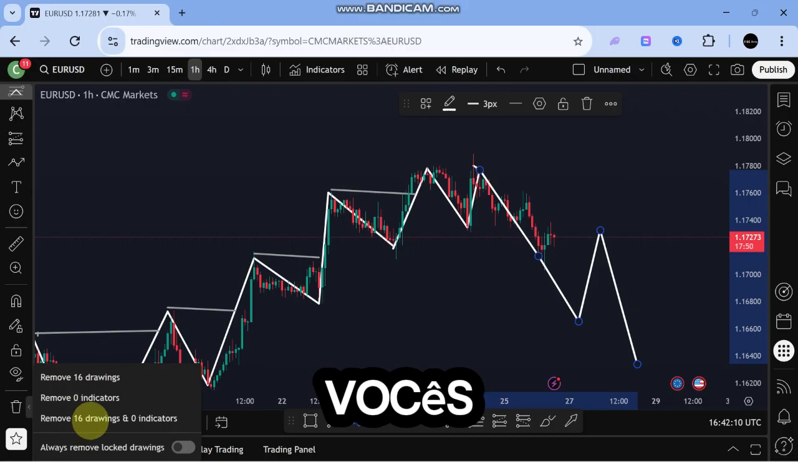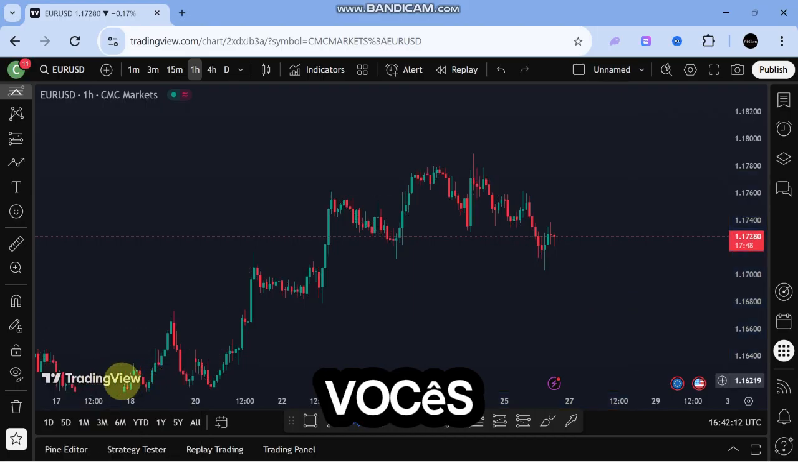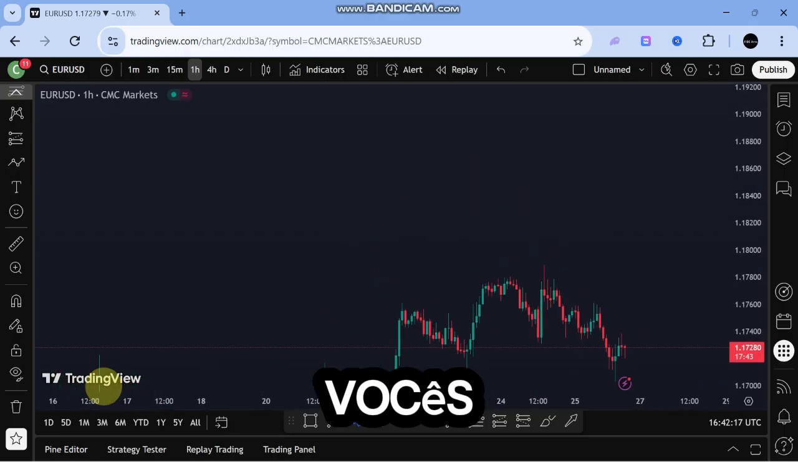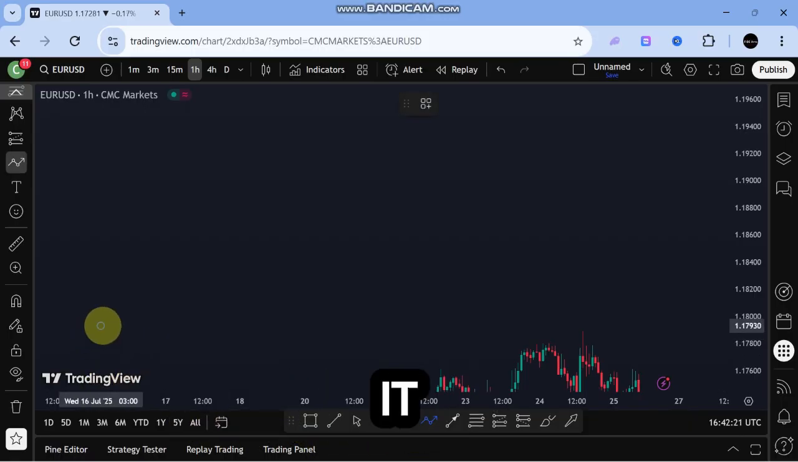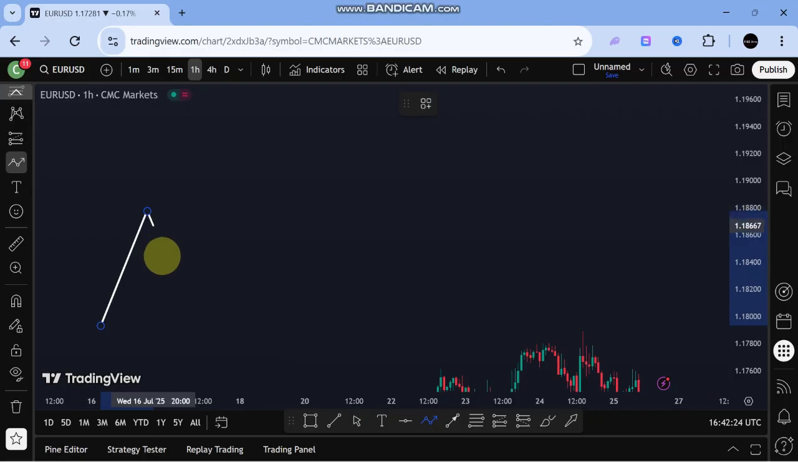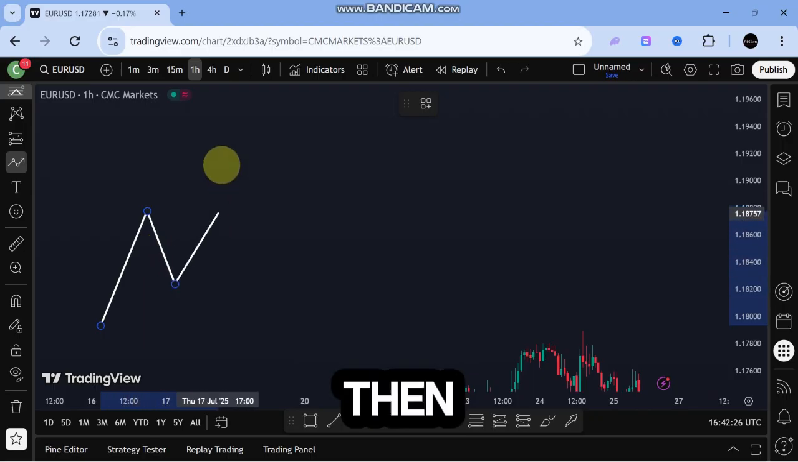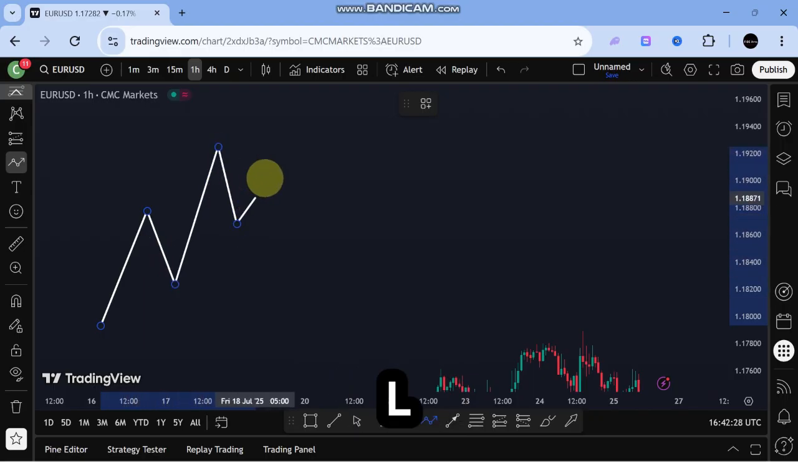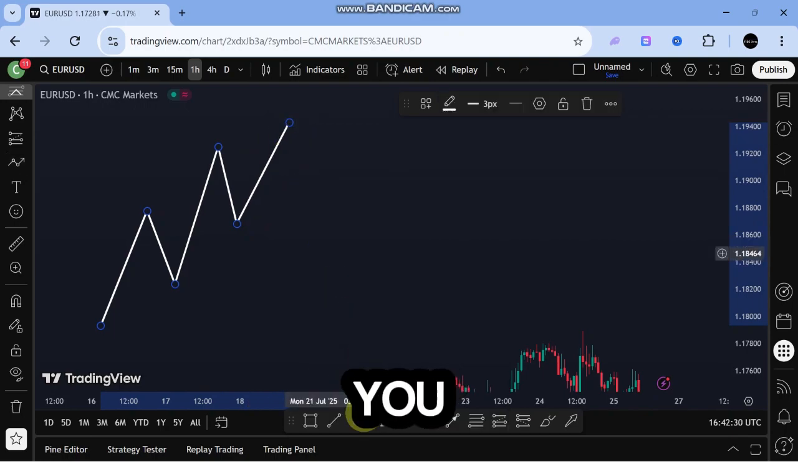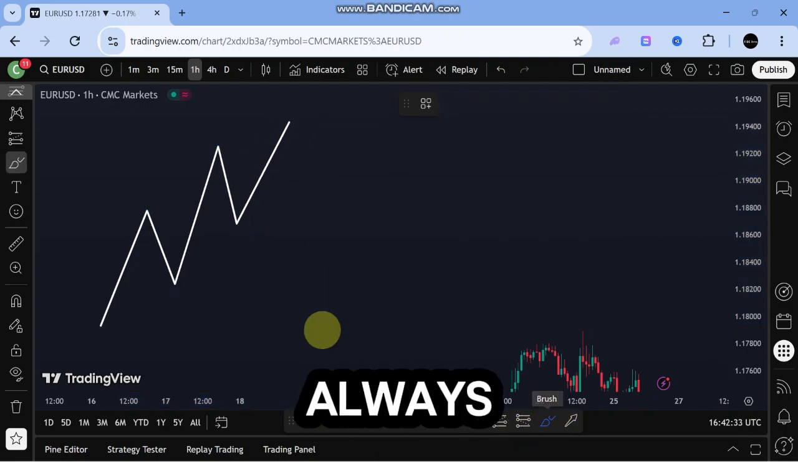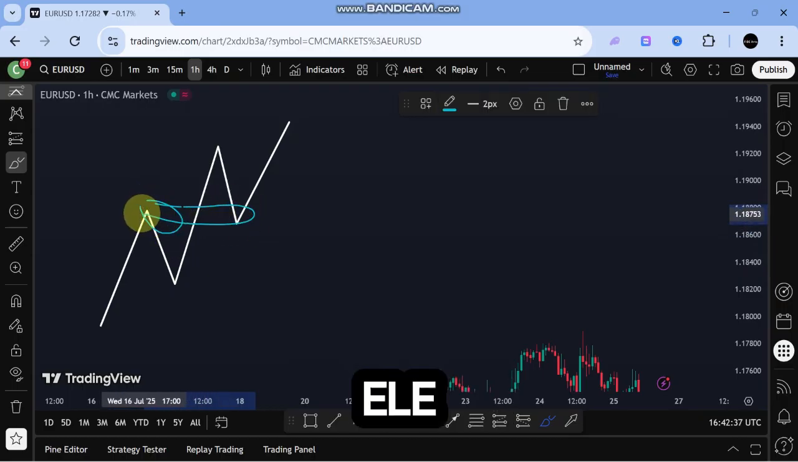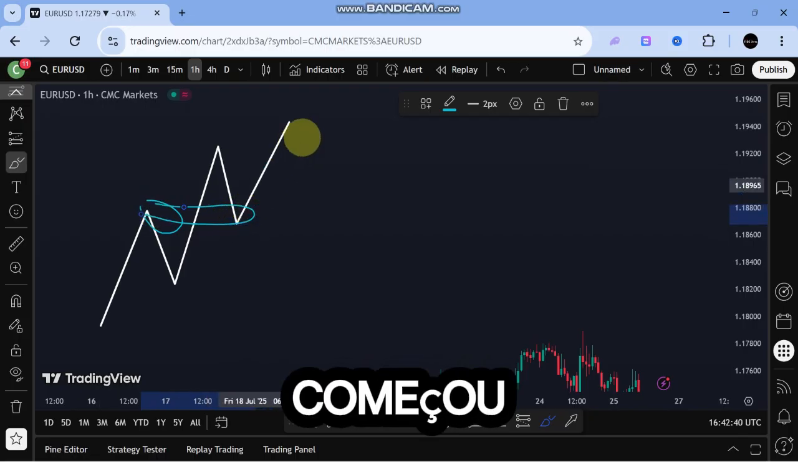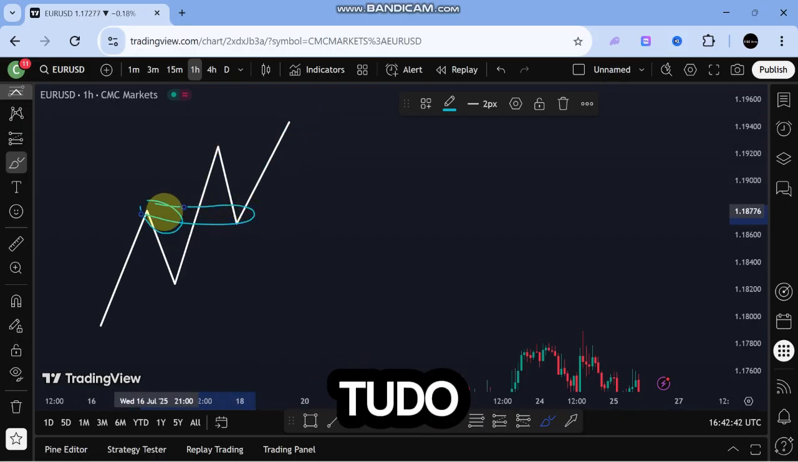Now I'm going to tell you guys how to use this particular market structure to enter into a trade. It is very, very simple. I want to know if you guys have observed in an uptrend, price creates a higher high, then a higher low, then a higher high, higher low, and higher high. If you observe, you'll see that price always comes back to this previous high.